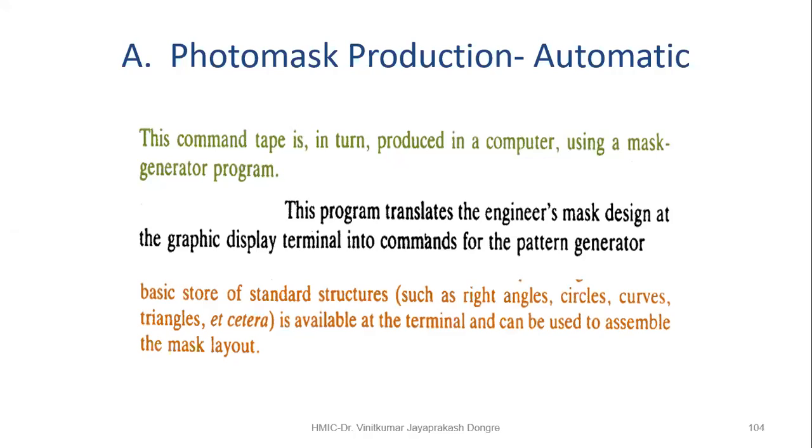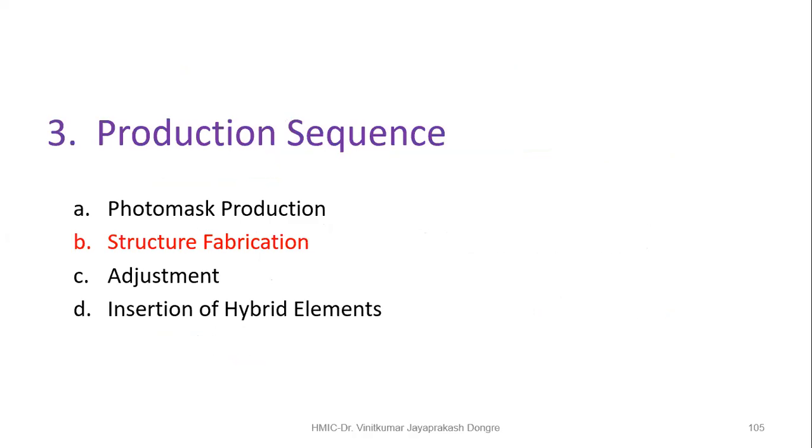read this. This command tape is in turn produced in a computer using a mask generator program. This program translates the engineer's mask design at the graphic display terminal into commands for the pattern generator. A basic store of standard structures such as right angles, circles, curves, triangles, etc. is available at the terminal and can be used to assemble the mask layout. So this is the general procedure, how it can be done, and this way the photomask in the automatic manner is made.